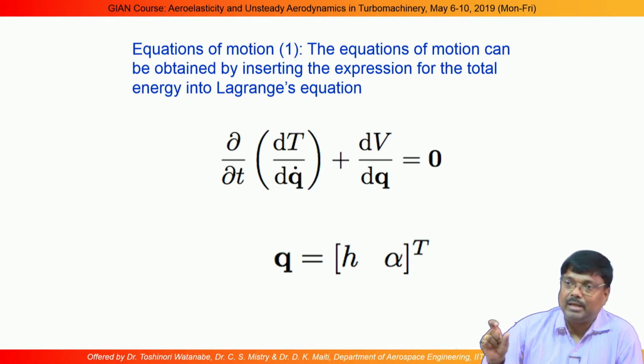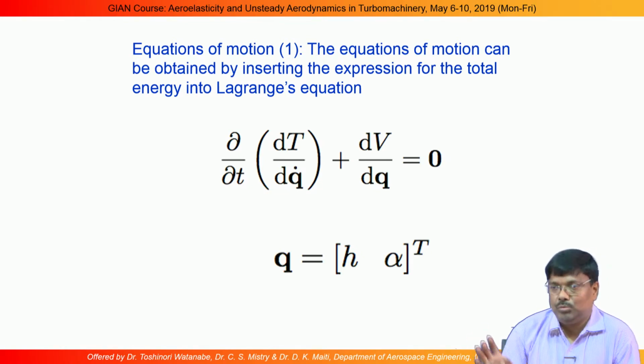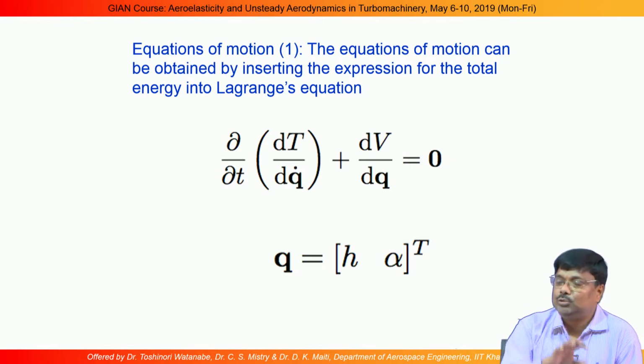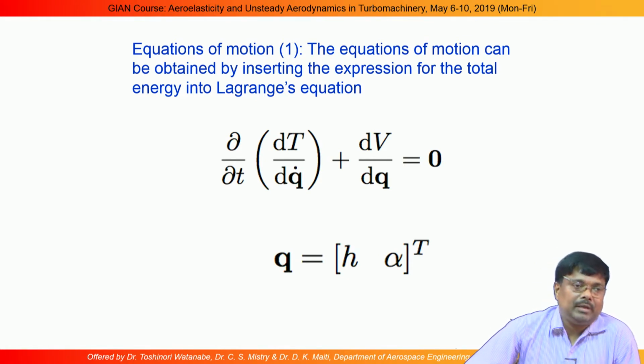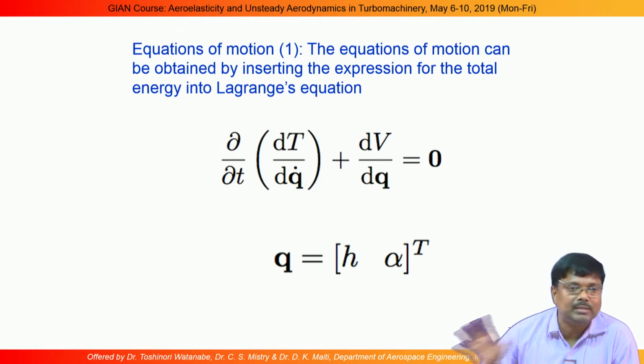Lagrange equation says that if I take the derivative of the total kinetic energy, T is the kinetic energy, taking derivative with respect to velocity and taking time derivative of that, plus dV by dq, taking derivative of the potential energy with respect to the displacement, adding these two together should be equal to 0. See, in the static situation it is different. In the static situation we will calculate total potential energy, and if I take derivative with respect to any degree of freedom, it should be 0, because energy is conserved.